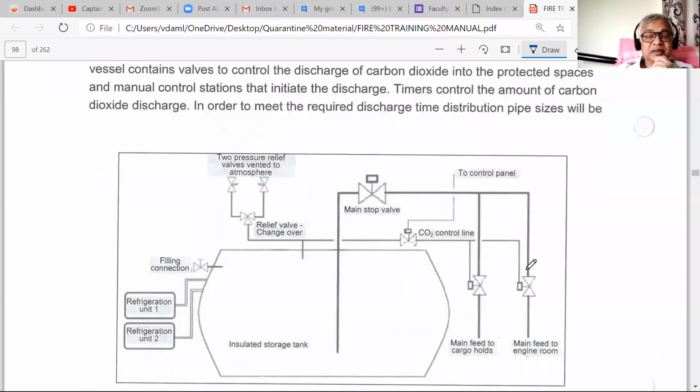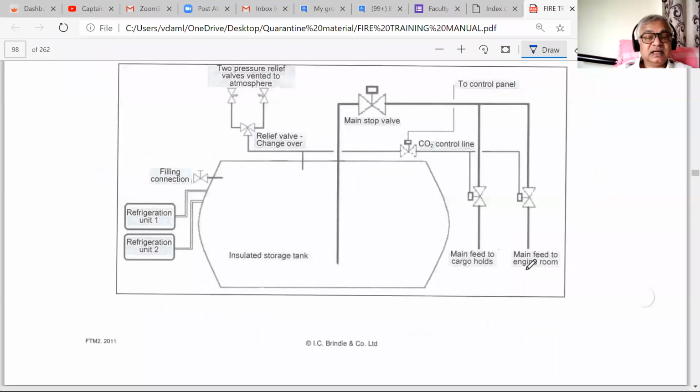Now here is a diagram. The refrigeration unit ensures that whatever is evaporating is put back again. So by refrigeration, we can maintain it at 20 bars and that volume of CO2. When you release it, the usual stuff will be there. Pressure release valve venting will not be inside the accommodation or machinery space. It's in the open atmosphere.